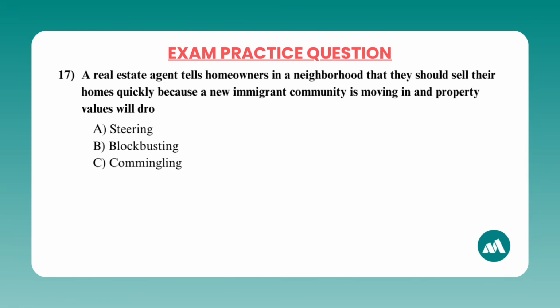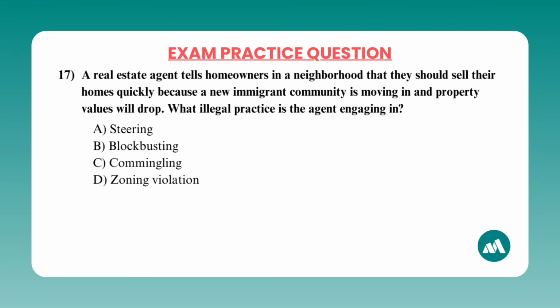Number 17. A real estate agent tells homeowners in a neighborhood that they should sell their homes quickly because a new immigrant community is moving in and property values will drop. What illegal practice is the agent engaging in? Is it A, steering, B, blockbusting, C, commingling, or D, zoning violation?